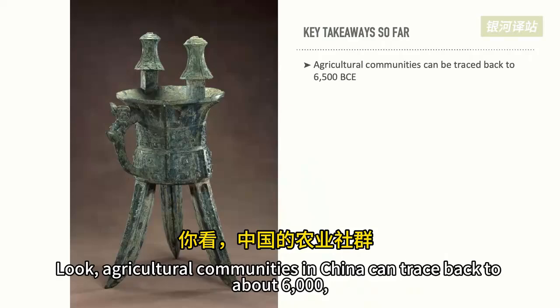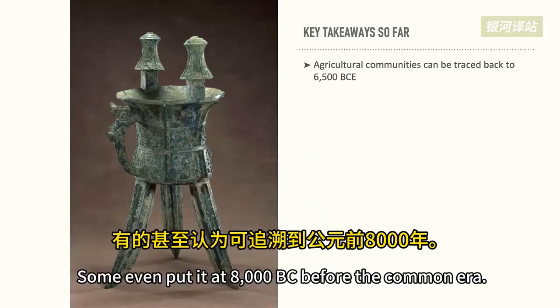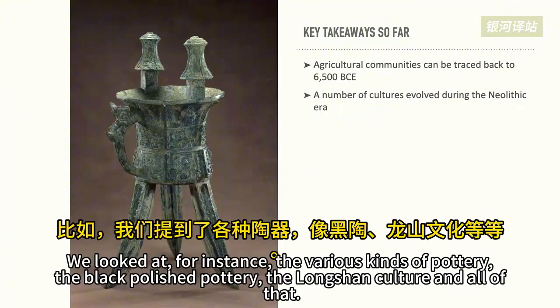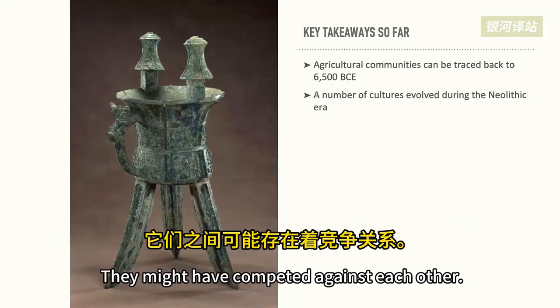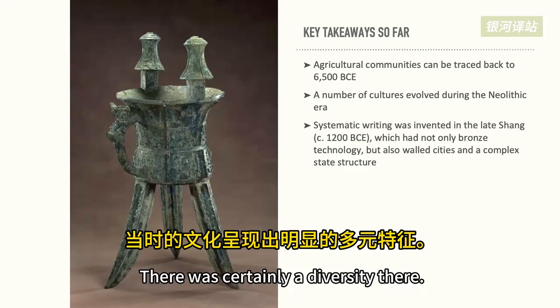Agricultural communities in China can trace back to about 6,000, 7,000 BCE. There's a debate. Some even put it at 8,000 BCE. A number of cultures evolved during the Neolithic. We looked at, for instance, the various kinds of pottery, the black polished pottery, the Longshan culture, and all of that. They might have competed against each other. There was certainly a diversity there.